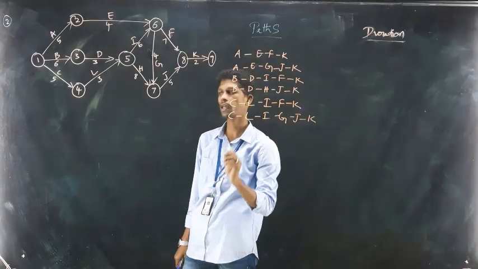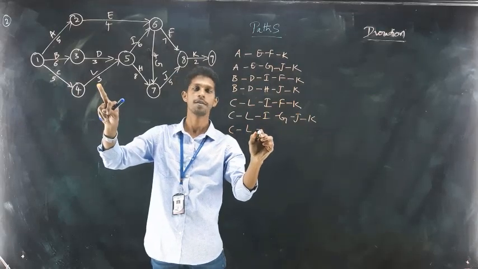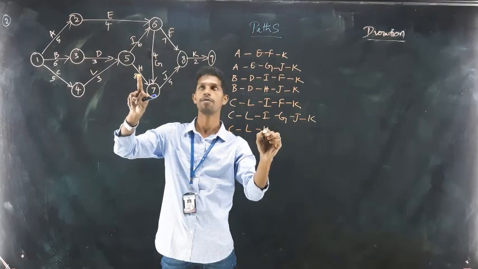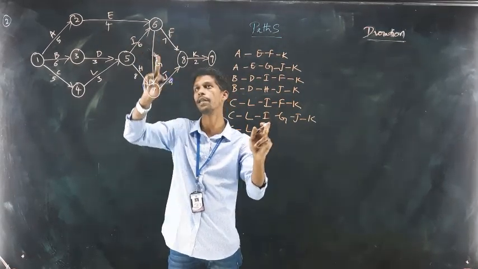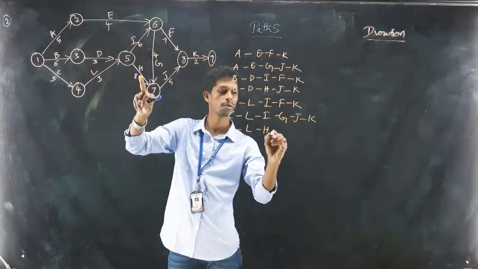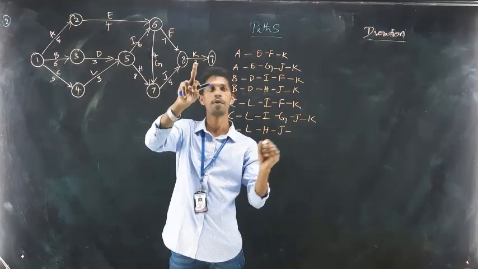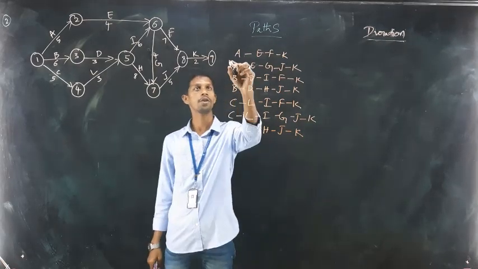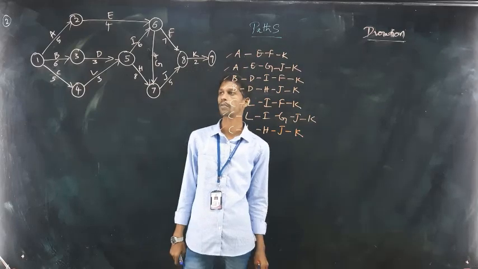Okay, look carefully. Next, C follows L, follows H. With I, there are two possible paths, right? So the two paths are completed. So after L, it follows H, right? So H again follows J, J follows K. This is the last and final path. Okay, so we have got 1, 2, 3, 4, 5, 6, 7, 8 paths.